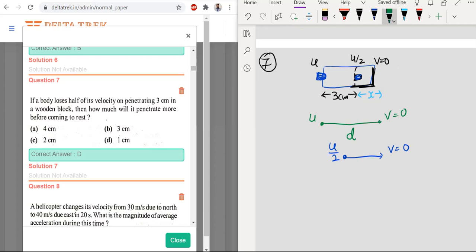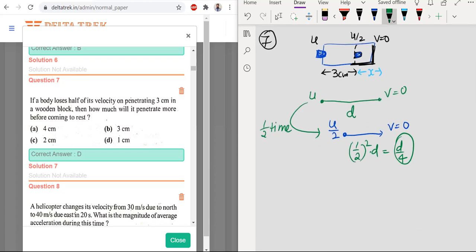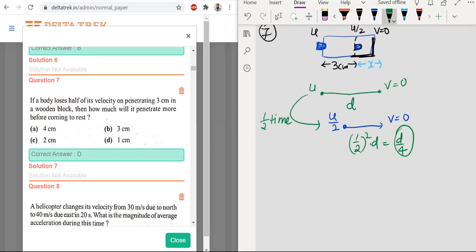So you see, how many times is the speed? It is half, 1 by 2 times. The speed has become half. So what must we do? We must square it for the distance, so it will be d by 4. If the total distance is d, at the end it covers d by 4. Clear? But do we know the total? No, we do not know the total. What we know is the distance from u till u by 2.